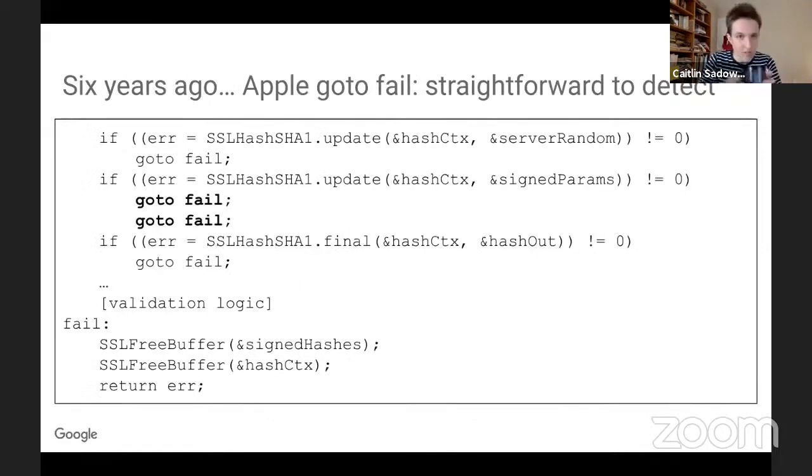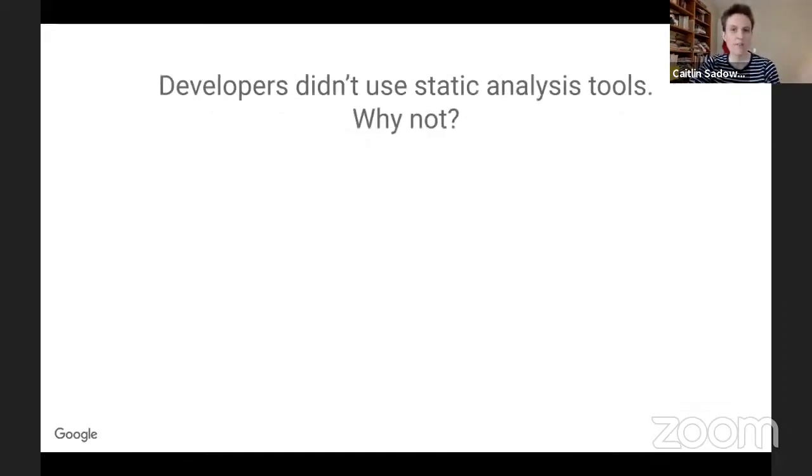All right, so 6 years ago, there was a goto fail bug, which I like because of the title in particular, in SSL encryption at Apple. Essentially, there is a duplicate goto fail statement, and so everything after the second goto fail is unreachable. This is trivially detectable by any number of unreachable or dead code detectors. But yet, none of those were applied, and the vulnerability got through. So developers didn't use static analysis tools. Why not?